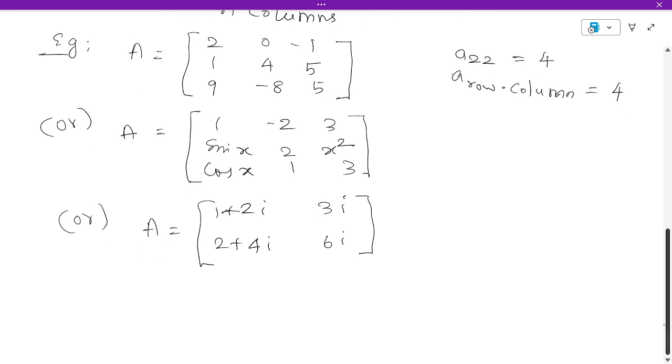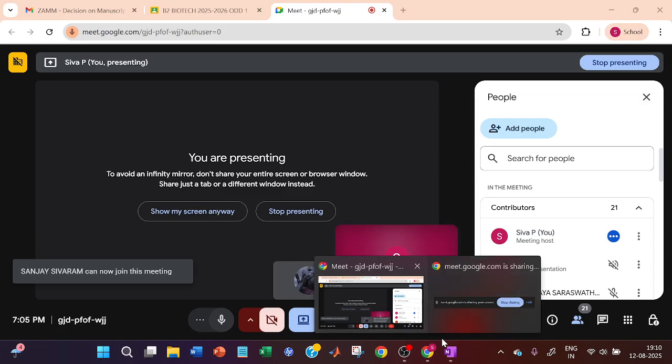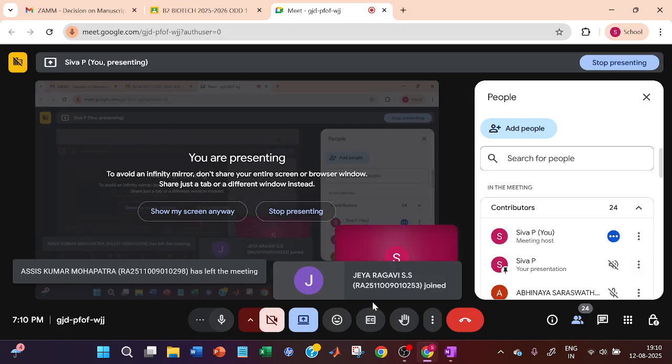So what is the order of the matrix? Now also a few persons are coming inside, wanting to try. Okay, fine.